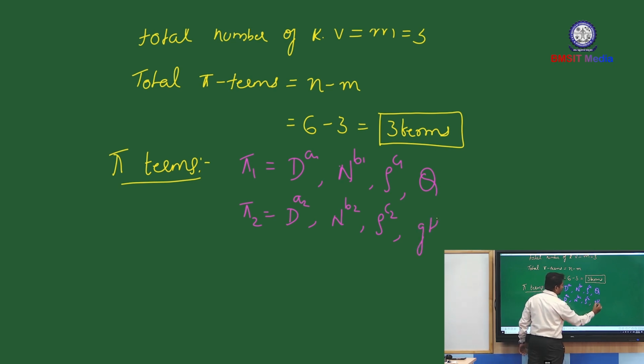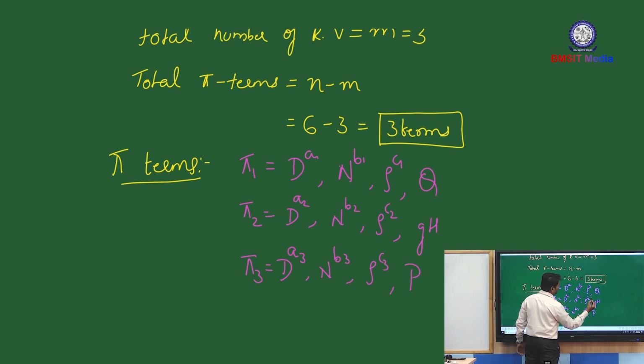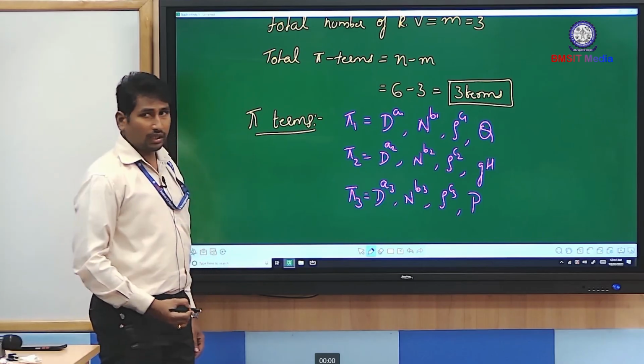Energy per unit mass. The third pi term, pi 3, is equal to d to the power of a3, n to the power of b3, rho to the power of c3, and the left out variable is power. So totally these are all the 3 pi terms I have written.